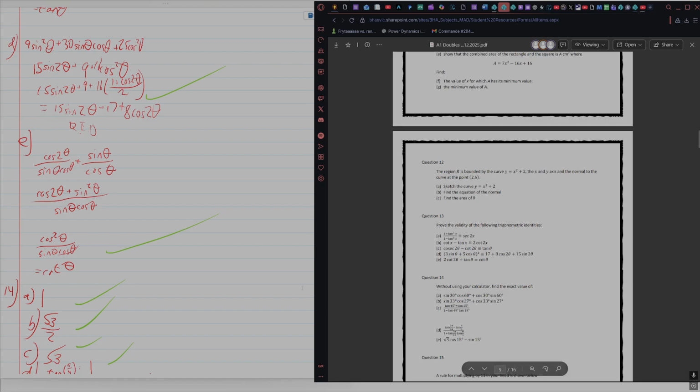Next question, this one, I just combine the fractions, and then eventually it gives you your answer. Because cos 2 theta is cos squared minus sine squared, plus sine squared, the sine squareds cancel, and then you get just cot theta in the end.